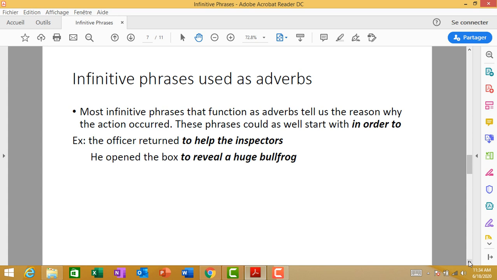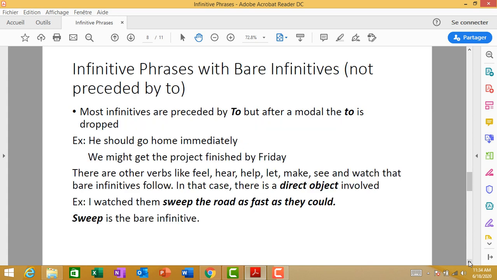The same thing for the second sentence. He opened the box to reveal a huge bullfrog. So his intention when he opened the box was to reveal the bullfrog. That was the reason why he did that. So he could have said he opened the box in order to reveal a huge bullfrog. In order to reveal a huge bullfrog, he opened the box. So when you can start with in order like that, that means you have an adverbial infinitive phrase.